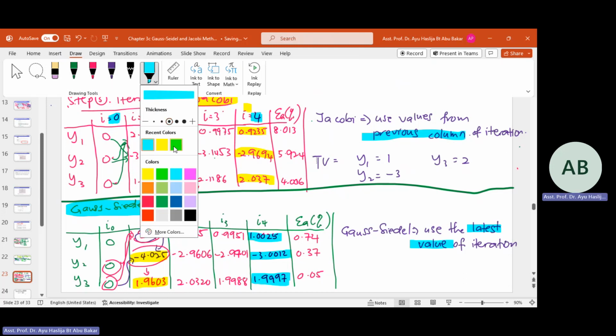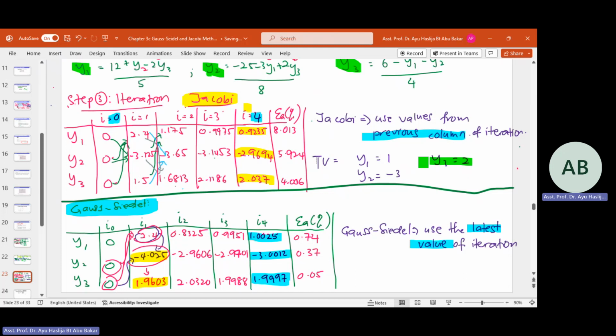Okay, so from the Jacobi and Gauss-Seidel values, what can you conclude? Which method is closer to the true value? Jacobi, Gauss-Seidel. Okay, so from here, you can conclude Gauss-Seidel is much closer to the true value, compared to Jacobi.